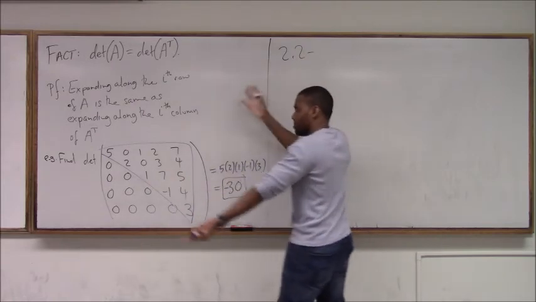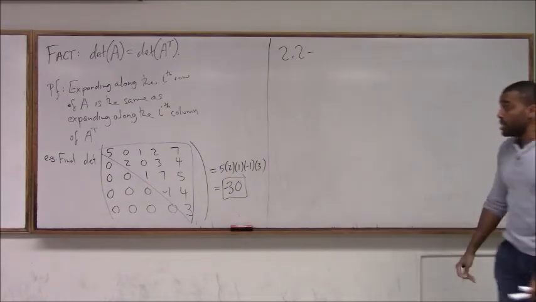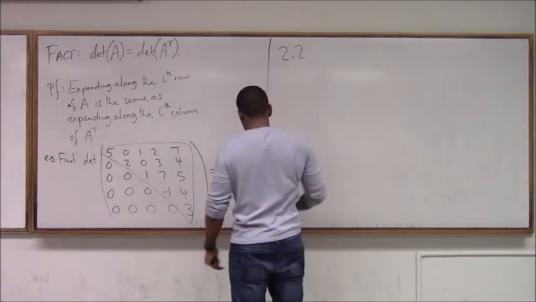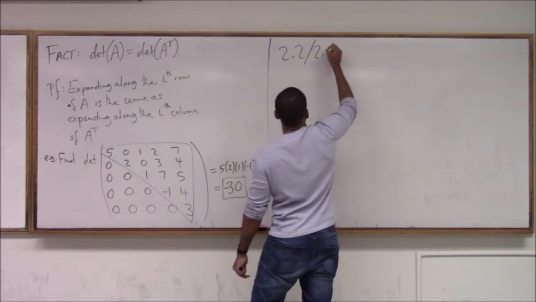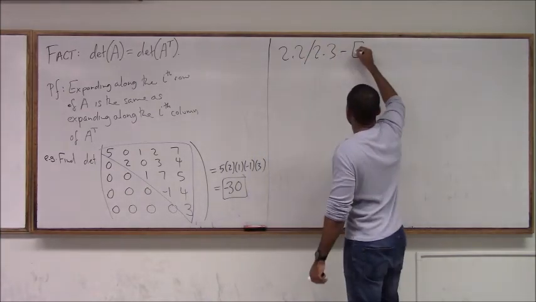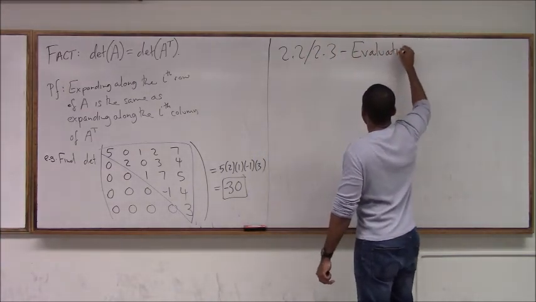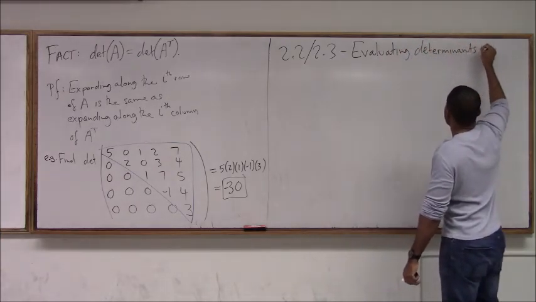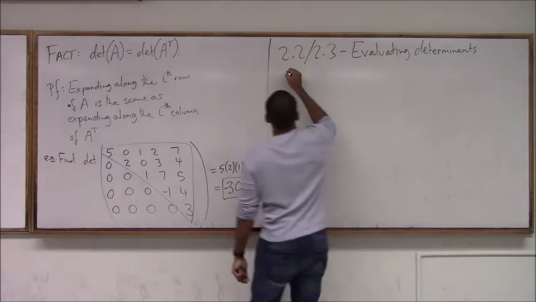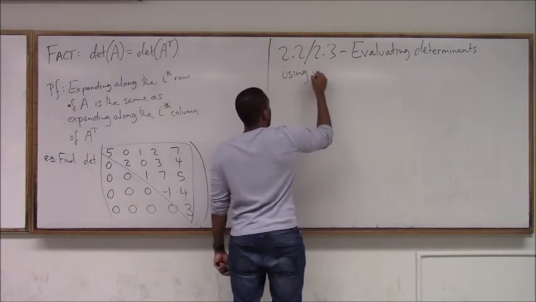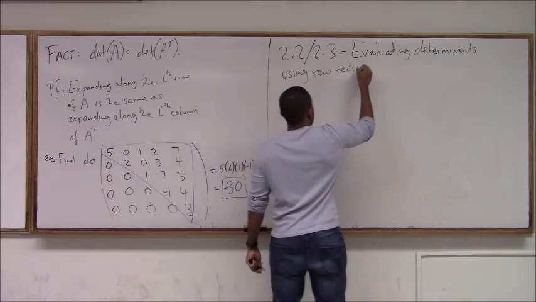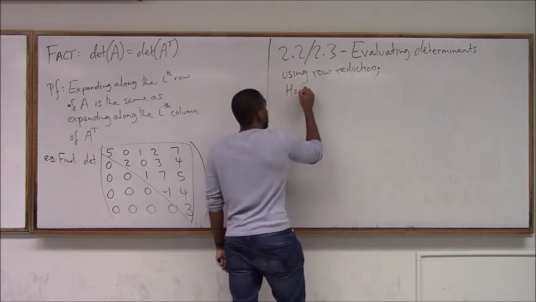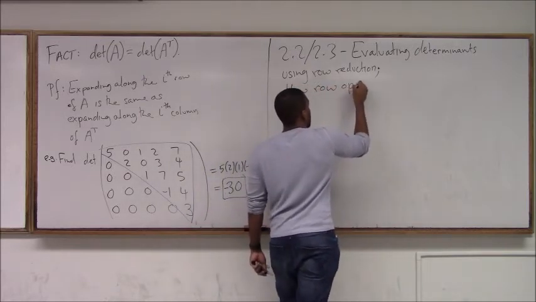So 2.1 was just showing you how to find a determinant, so we've covered that. So we're going to 2.2. Because I'm changing the order of the textbooks, I might mention some things from 2.3 as well. So we're going to look more at evaluating determinants, but now using row reduction, and also how row operations affect determinants.